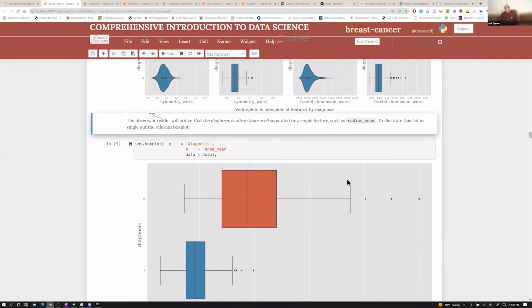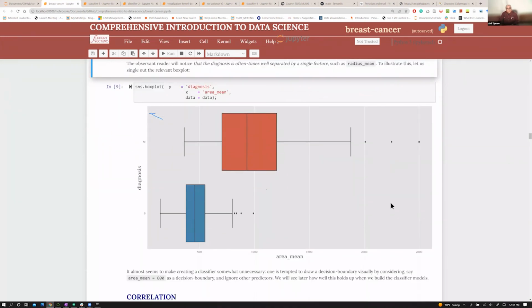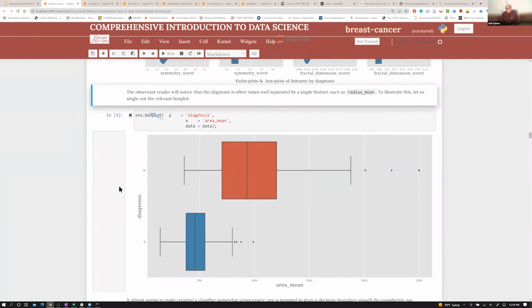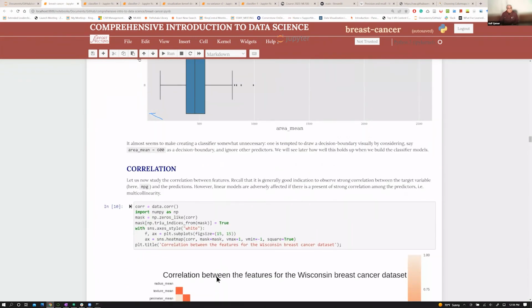The observant reader will notice that the diagnosis is oftentimes well separated by a single feature, such as radius mean, or area mean. Let us take area mean. When you draw out the box and whisker plot in great detail, you see how obvious it seems. One predictor will do pretty well. Many predictors may be better, but one predictor pretty much gets you quite far. Let's build a model with this.